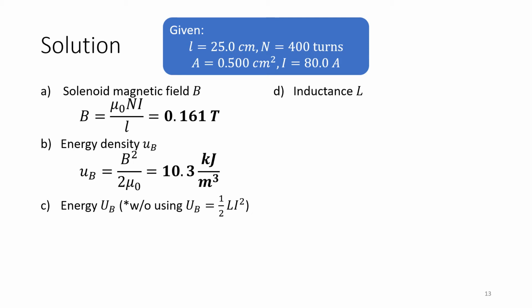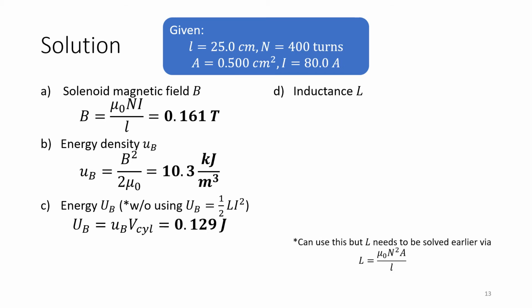We can then transition from energy density to total magnetic energy without having to use our original expression for big U sub B. Multiplying our answer from B with the volume of the solenoid, we get the total energy to be 0.129 joules. While it may seem like the energy pales in comparison to the energy density, note that inductors usually come in minuscule sizes to fit circuit boards. We can also solve for big U sub B using 1/2 L I squared, but this requires us to solve for the inductance first using a lengthy expression. But honestly, it's up to you how to solve the problem.